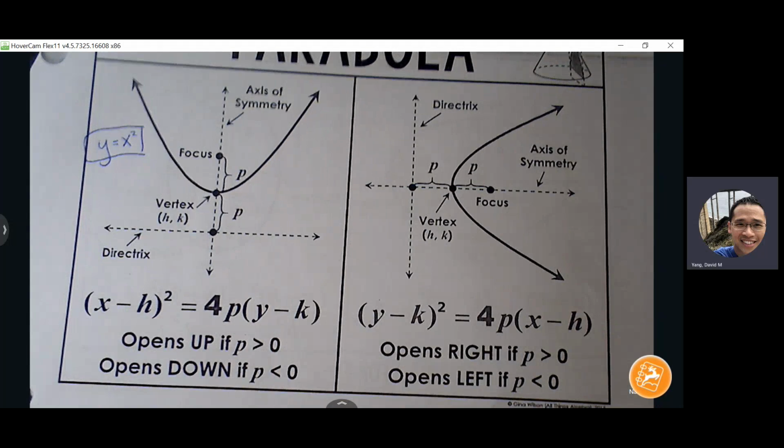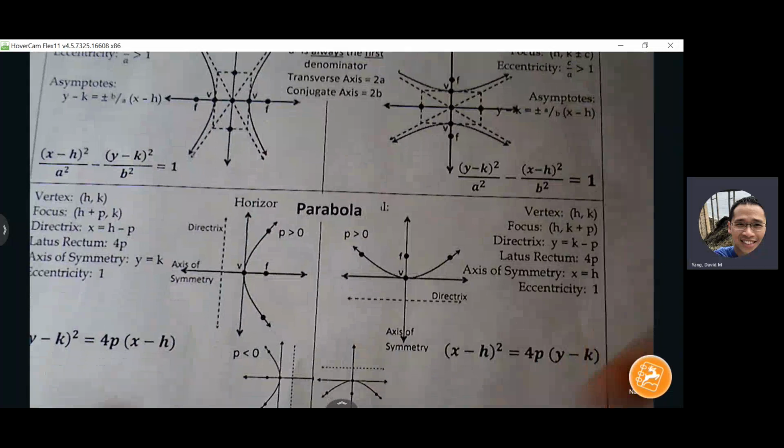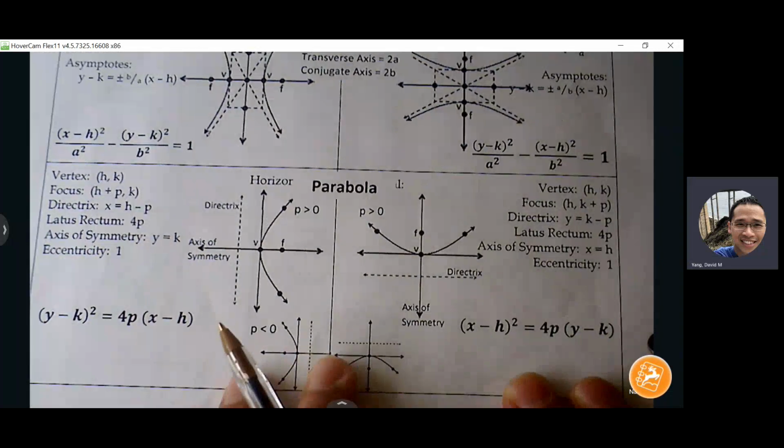Okay. Similar set of instructions on the second page, but I just feel it looks a little bit cleaner.